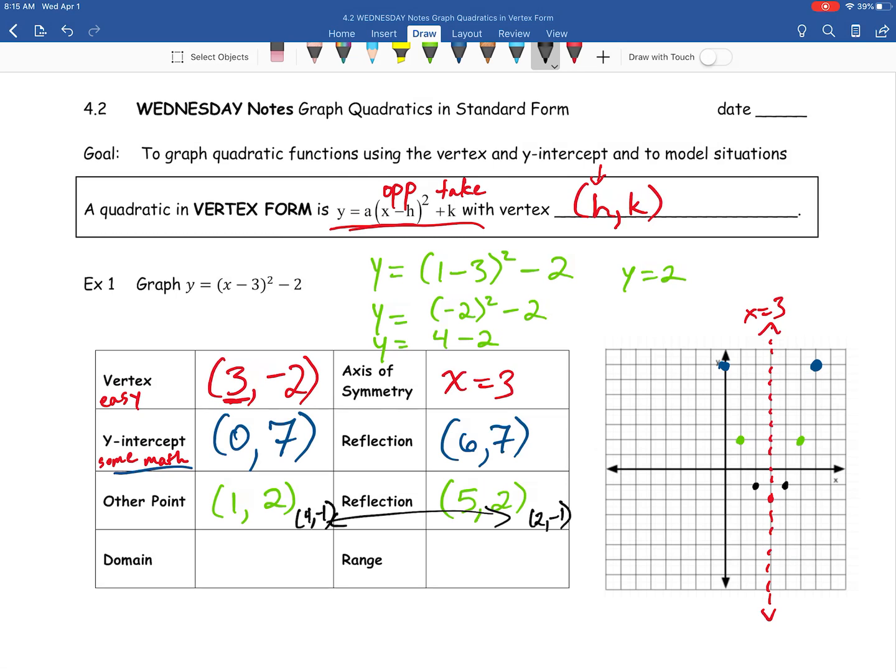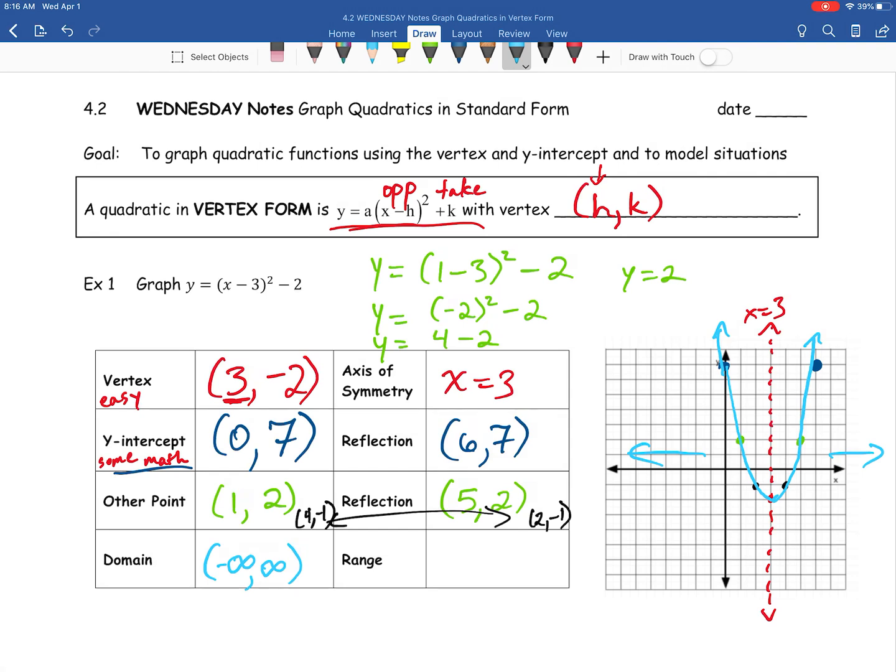All right. And there you can start to see the U forming a little more clearly. If we just connect these dots, then we end up with a general shape that does something like that. Now for our domain, this is not really changing. It is still from negative infinity to positive infinity. It's going forever that way and that way. That's why that is our domain.